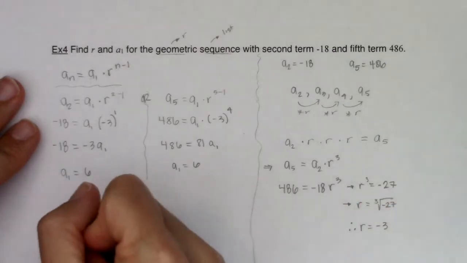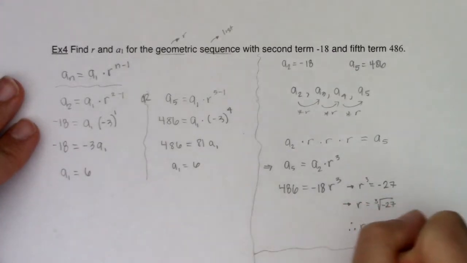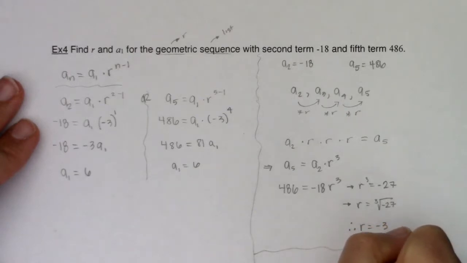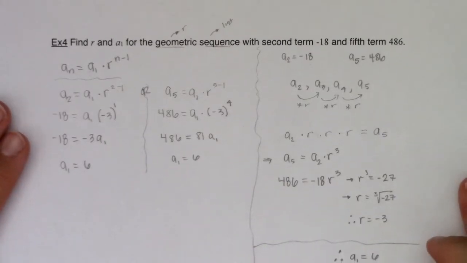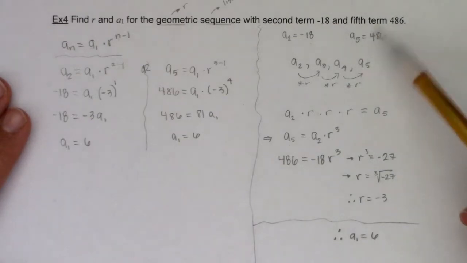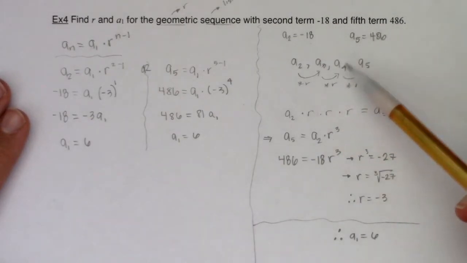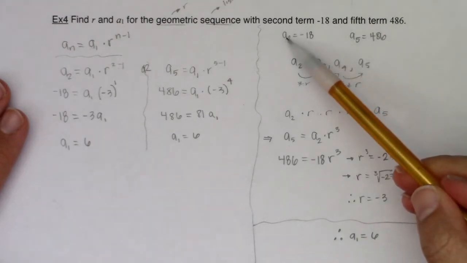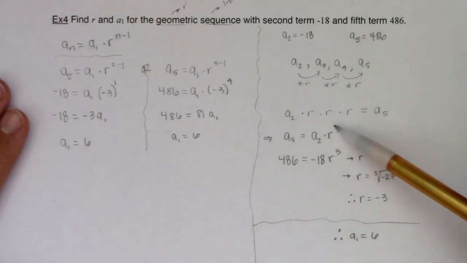So my end answer here is that R is negative 3, and I can tack onto it a sub 1 is 6. All right. So, oops, let me move this up just a wee bit so you can see it. So there we go. All right. So I used these two terms to figure out what R must have been equal to. And again, if you want to go from a sub 2 to a sub 5, you've got to multiply by R, which is R cubed.